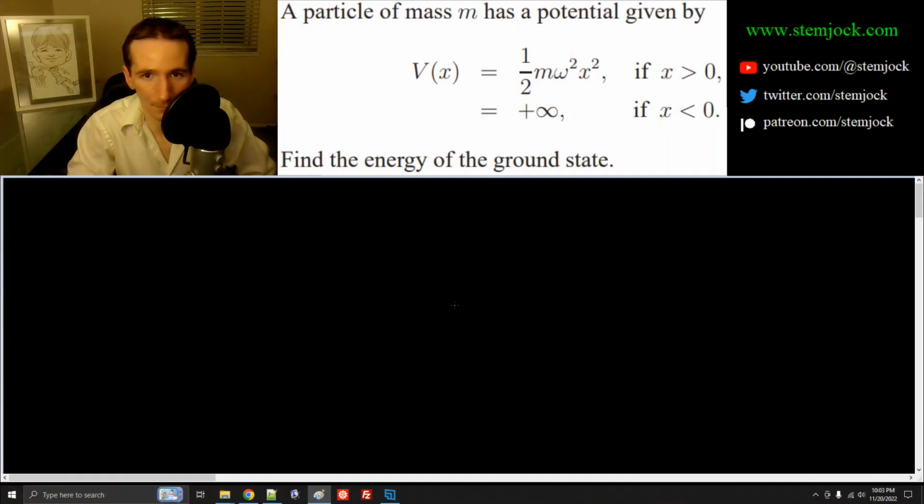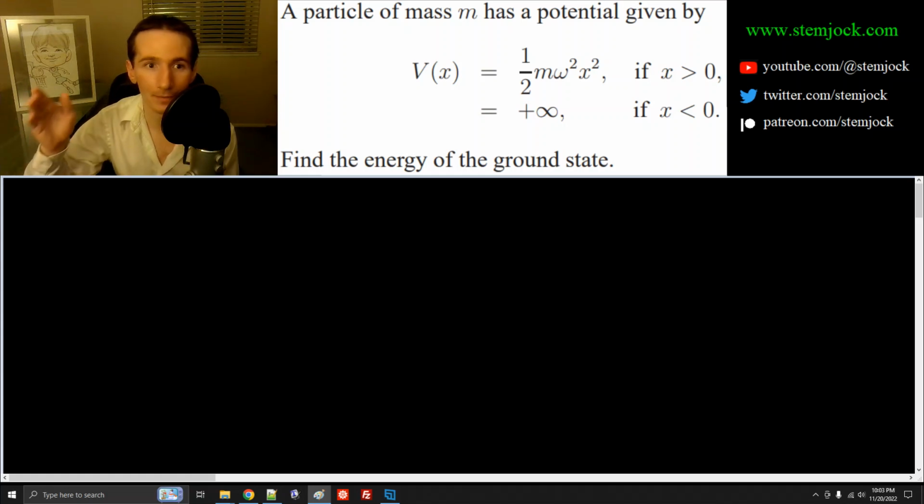A particle of mass m has a potential given by V(x). Find the energy of the ground state. Now, normally, the simple harmonic oscillator is just V(x) equals 1/2 m omega squared x squared for all of x. But here, it's only that way for x greater than 0. And so you may think, how do we even go about solving this then?